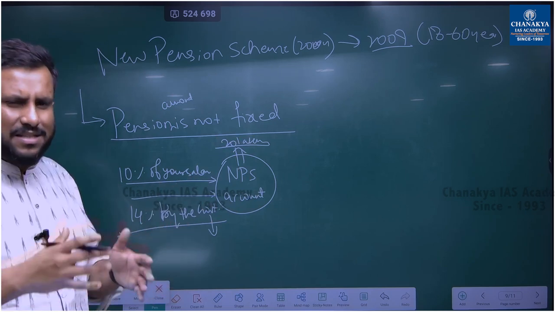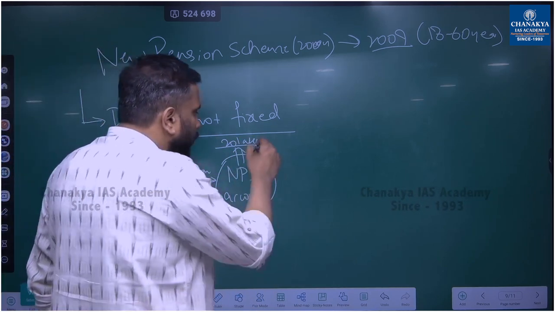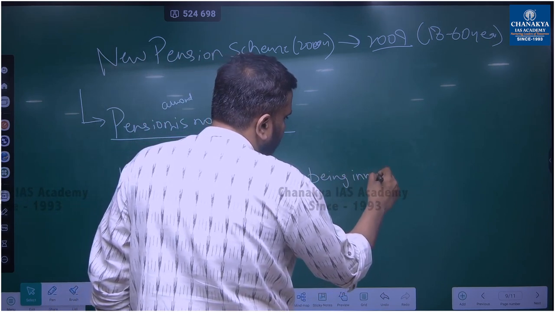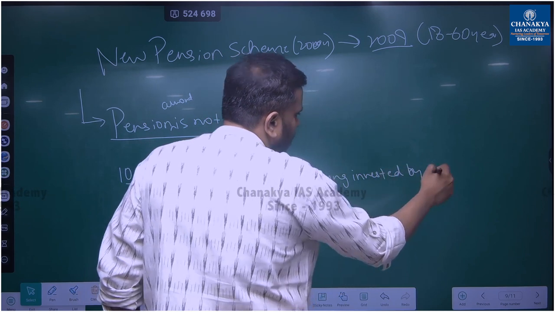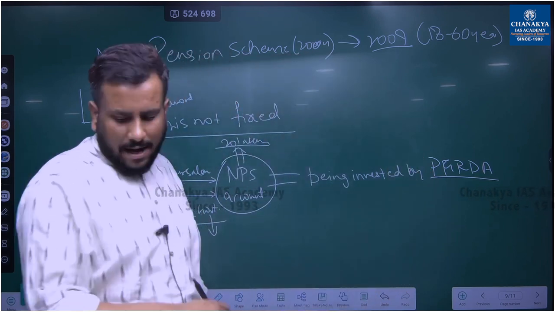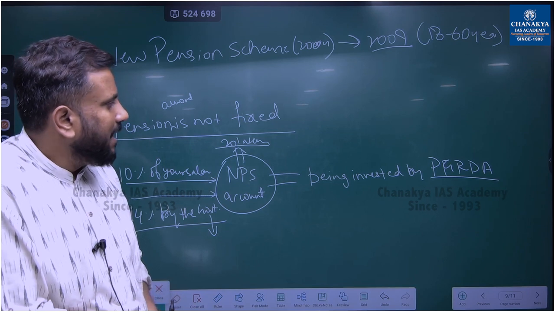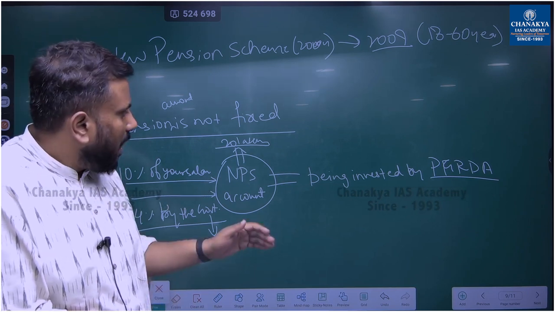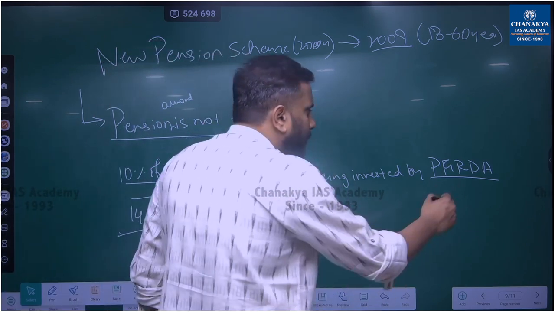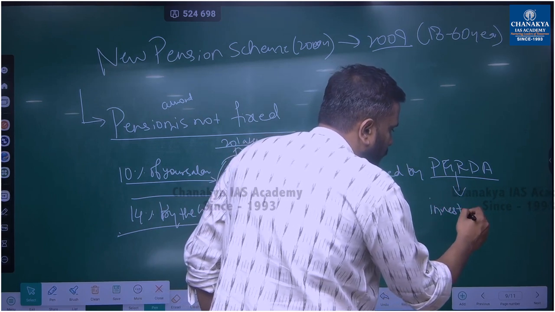आपका टोटल अमाउंट 10 साल 20 साल जितना भी काम किया हो आपने 20 लाख एक्युमुलेटेड हो गया है. तो ये जो 20 लाख है दिस इज बीइंग इन्वेस्टेड बाय PFRDA. ये एक रेगुलेटरी एजेंसी है, इसका फुल फॉर्म है पेंशन फंड रेगुलेटरी एंड डेवलपमेंटल अथॉरिटी. सो अब क्या होगा, this particular regulatory body has appointed some investment professionals.